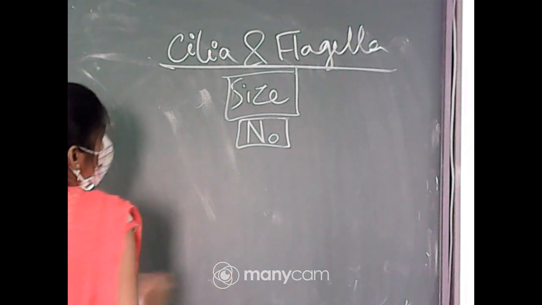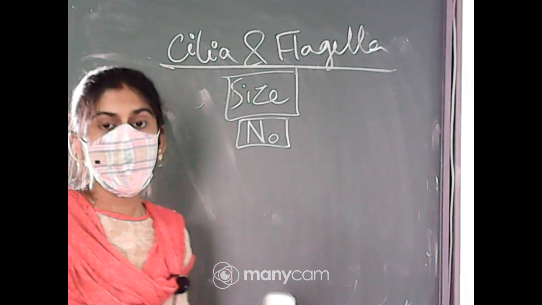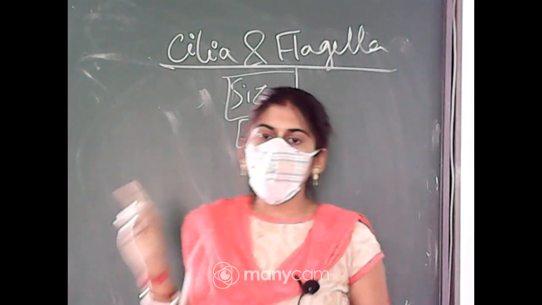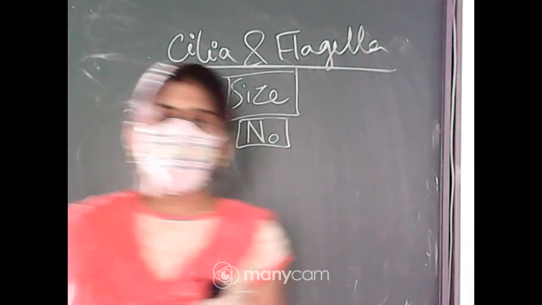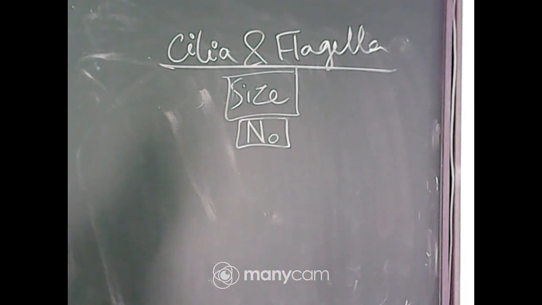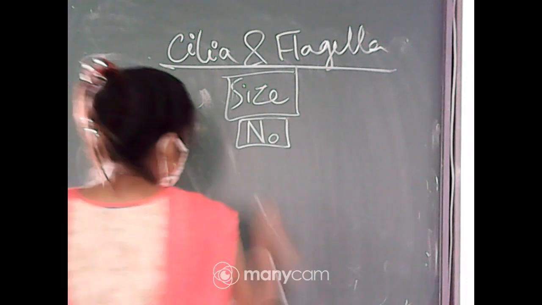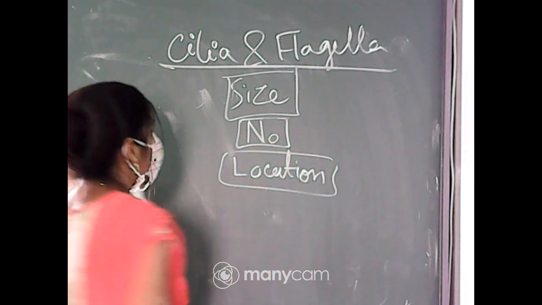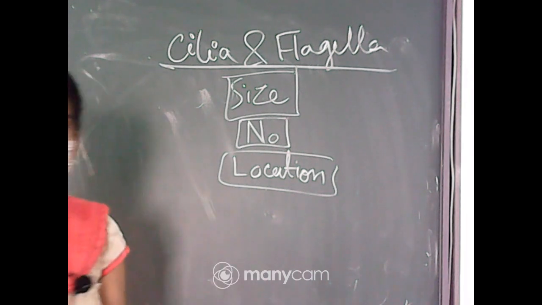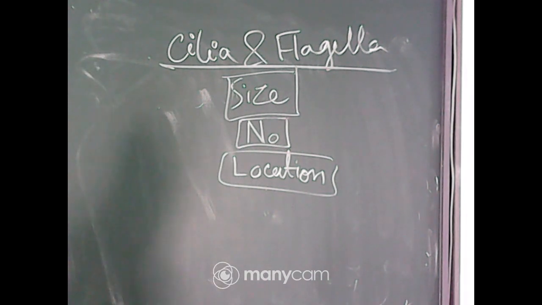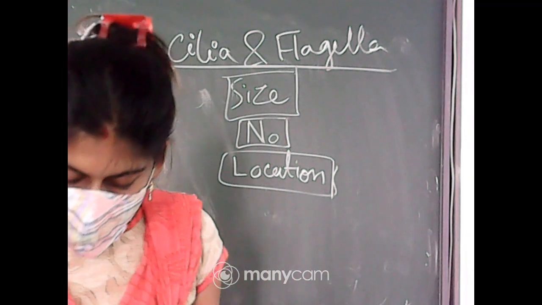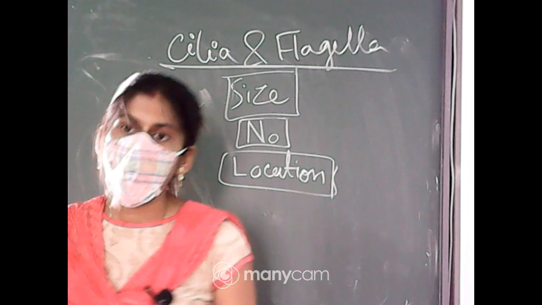As you know, the number of cilia is quite large, that means it is numerous. But in case of flagella, the number is one to few. Next one is location. Now, if I consider the location, in case of cilia, cilia can be present all over the body of that organism, but flagella can be present at one end of the body. That means it is present on the anterior side.